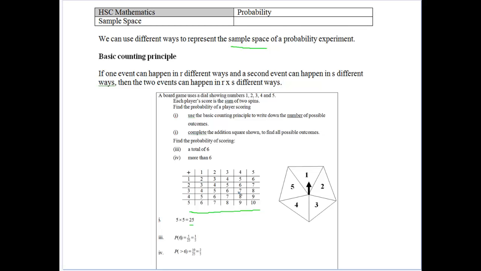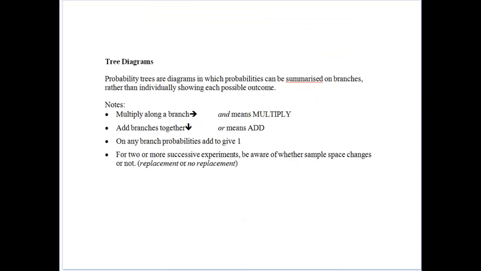So be really careful to make sure you understand what the sample space is. Doing the additions, we can see how many totals of 6 we can get. Once we've got there, we just count them up and get 5 on 25, which is a 1/5 chance of getting a total of 6. And for more than 6, we count 1, 2, 3, 4, 5, 6, 7, 8, 9, 10. We get 10 over 25, which is 2/5. So that's how we can use our basic counting principle with a table.